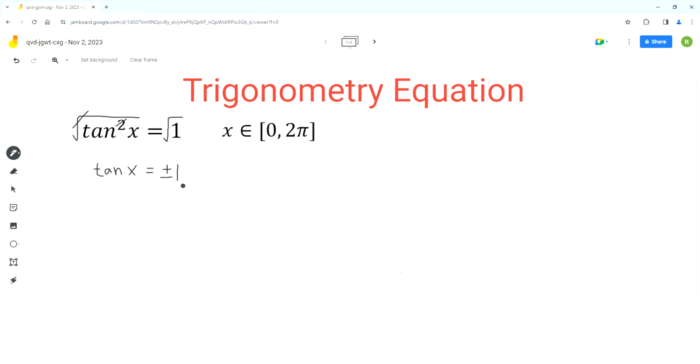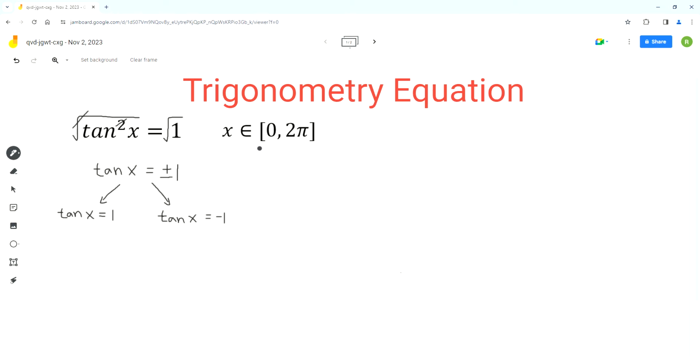So why do we get this plus and the minus case? Because if we square plus 1 or minus 1, we get 1. So this is a very important concept you need to understand and memorize. Now we get two cases. So the first case is that tan of x is equal to 1, and the other case is that tan of x is equal to -1. So we have to analyze these both cases separately.